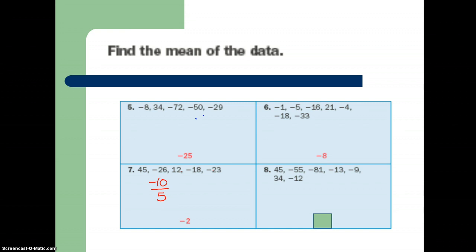For number 8, add them together. You should get negative 91. Divide by 1, 2, 3, 4, 5, 6, 7. And the answer is negative 13.